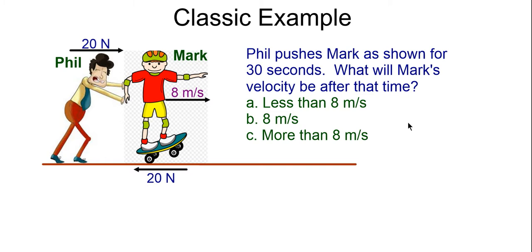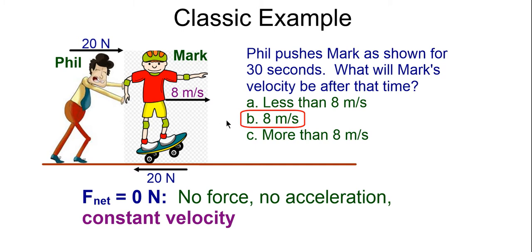Question. Phil pushes Mark as shown for 30 seconds. What will Mark's velocity be after that time? Do those cancel out, that 20 and that 20? What do you think the answer is? The answer is he's going to continue going at 8 meters per second. Because even though there are forces on him, that net force is 0 newtons, isn't it? It's the same as saying there's no force. So there is no force, no acceleration, constant velocity.